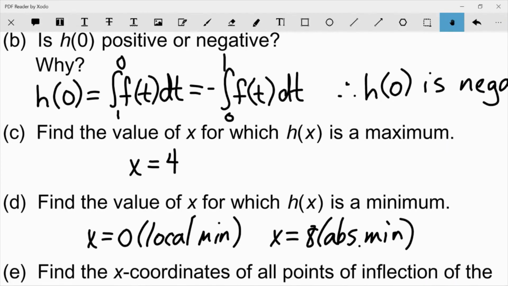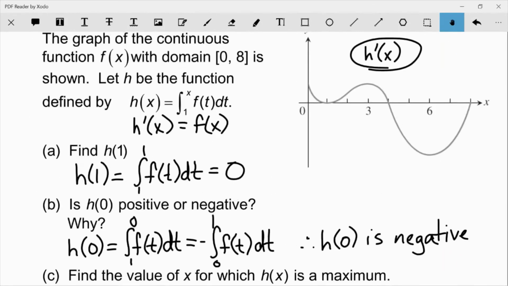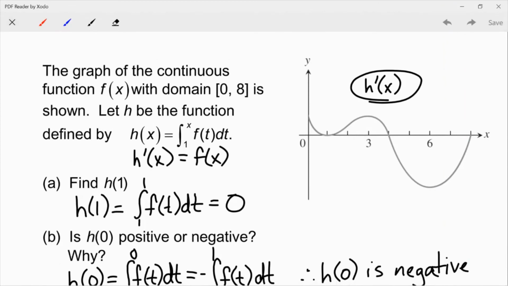D, find the value of x for which h of x is a maximum, or excuse me, a minimum. So we've got a couple of things here. Notice that we've got included endpoints. Since we're including the endpoints, we have to consider what's happening with this function. You can see with this function, I have positive h prime values. So I'm just going to draw a graph of sort of what this would look like. h of x goes up in value, and then it goes down in value.